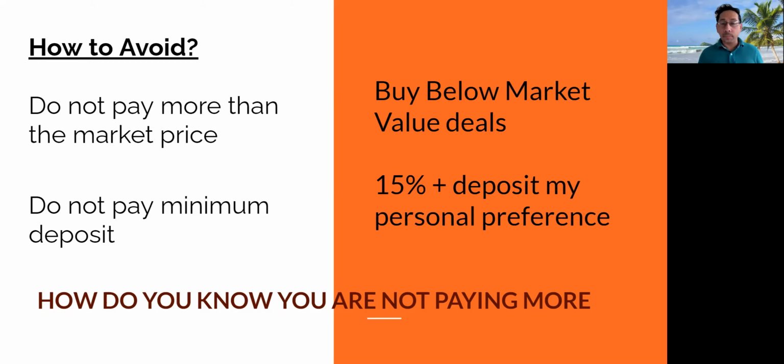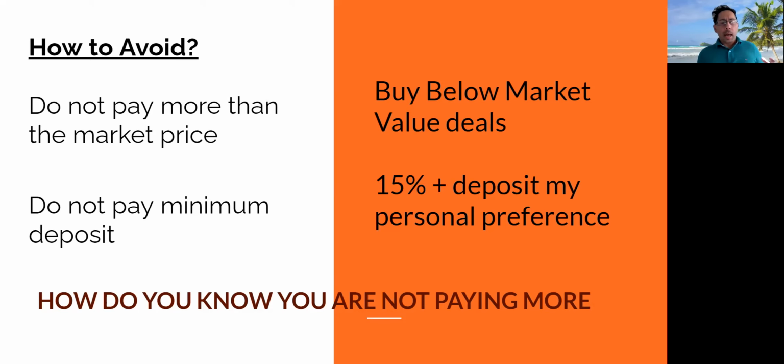Instead, my personal preference is 15% plus, and this is for a first-time buyer I'm talking about. If you can afford to put 15% down, that's good. If not, and you're buying the property at below market value anyway, then putting down 10% is also not too bad. But if you're paying the peak price, the highest price, and putting down less deposit, that's when things can be quite bad.